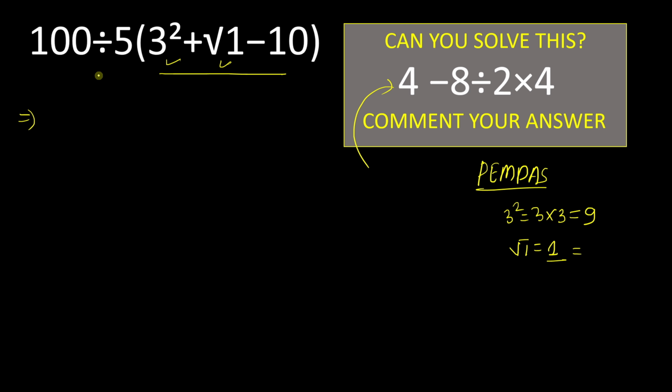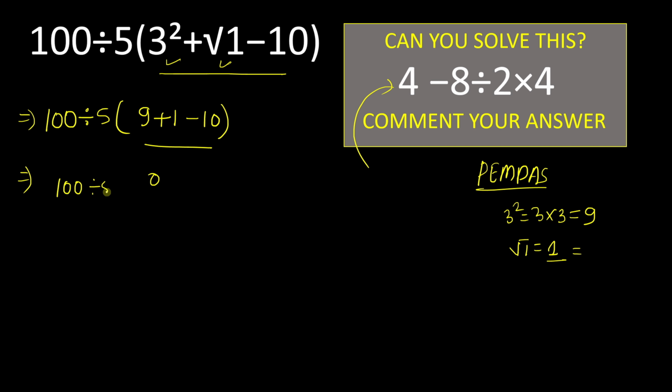So first we will solve this parenthesis part, and we will write 100 divided by 5 parenthesis 9 plus 1 minus 10. We will write like this. Now when we are solving this, we have 9 plus 1, that is 10, and 10 minus 10, which equals 0 here. Then 100 divided by 5 times 0, and anything that multiplies with 0 will give result 0 here. So here the right answer is 0.